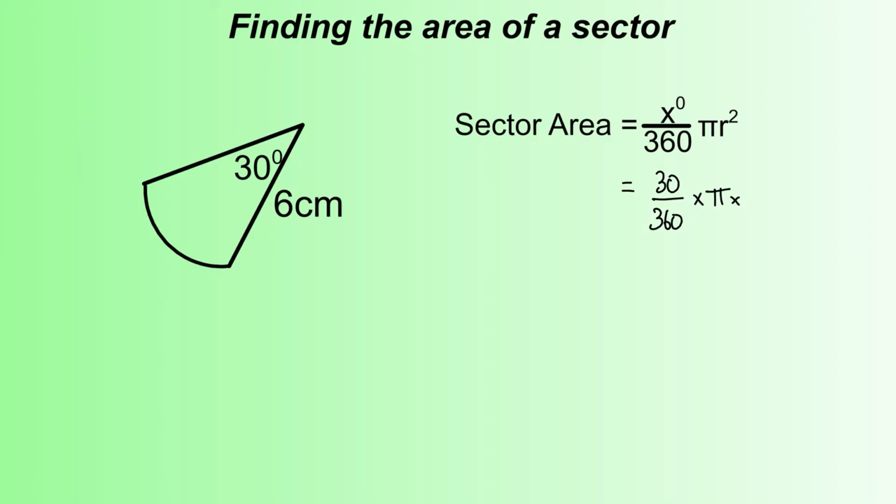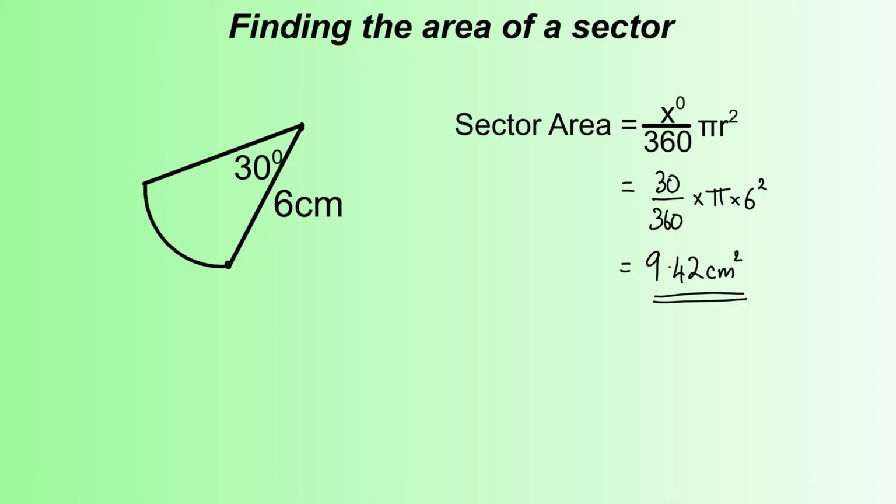So the radius of the circle is 6 centimeters this time, from the middle to the outside. So we're using the radius this time, so it's times 6 squared. Type that into your calculator, 30 divided by 360 times pi times 6 squared, and that gives you 9.42. Again, we'll just round to 2 decimal places just now. So cm squared, or squared centimeters, for our answer there.